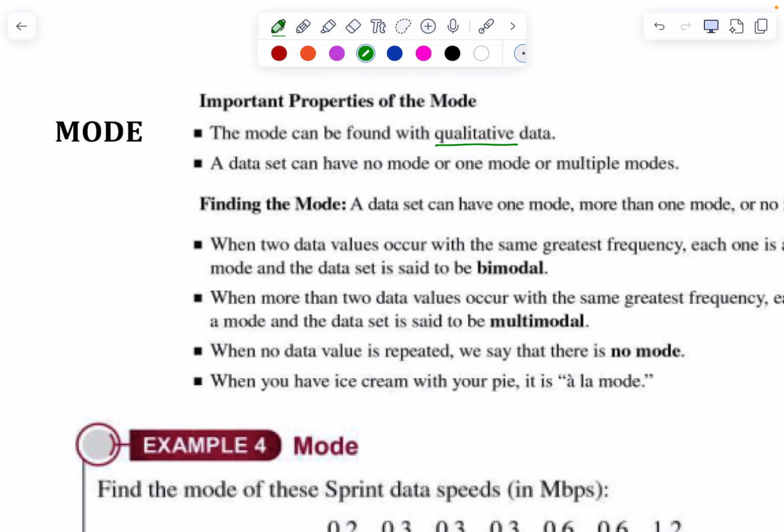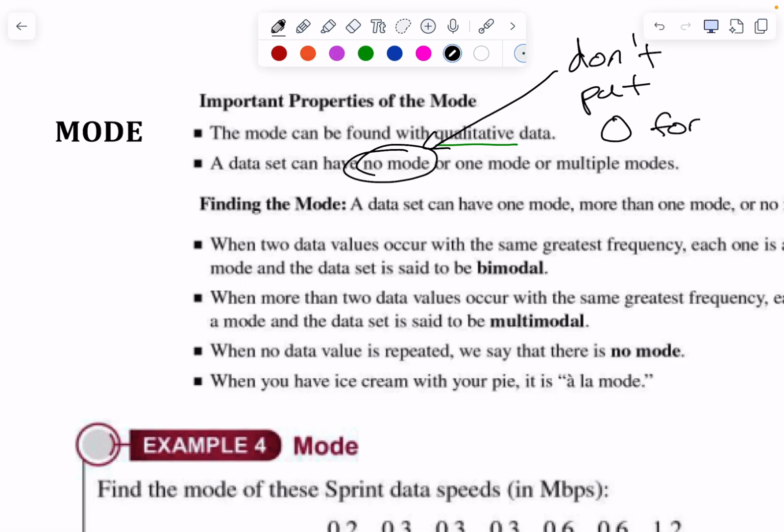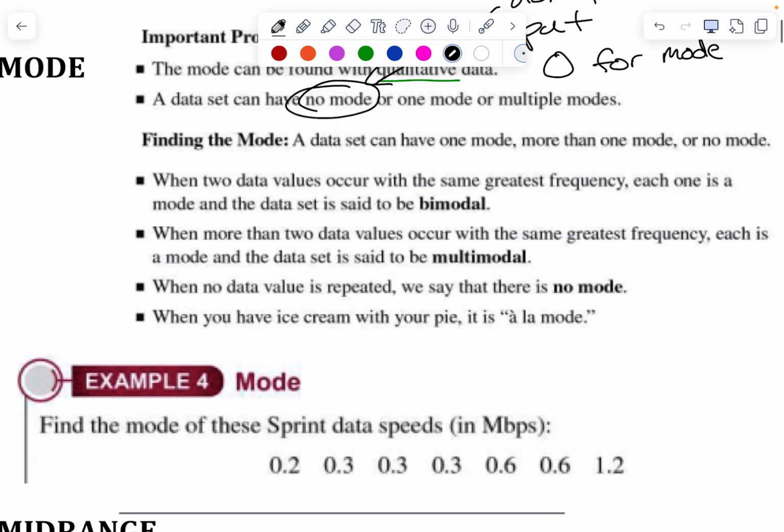Okay, a data set can have no mode, one mode, or multiple modes. Now, it is important to know that if it has no mode, don't put 0 for the mode. Why not? Because 0 could have been a number in your data set, right? Don't just put 0, put no mode. Got it?